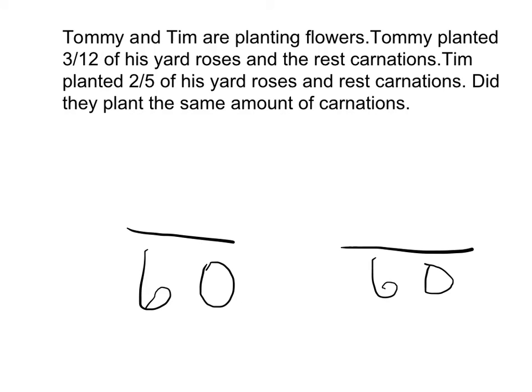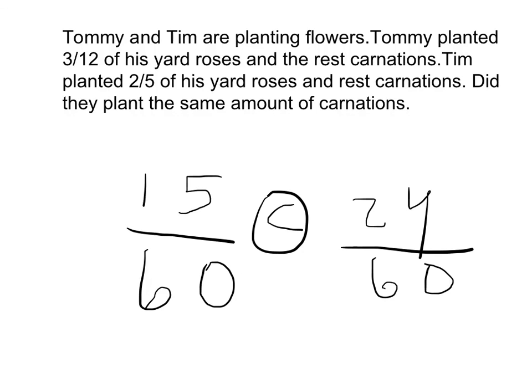Everyone remember from the first problems that what you do to the top, you have to do to the bottom. So 12 went into 60 5 times. So 3 times 5 will get us 15. And 5 goes into 60 12 times. So 2 times 12 is 24. Which one's greater? This one. So they do not have an equal amount of carnations. So no is our answer.